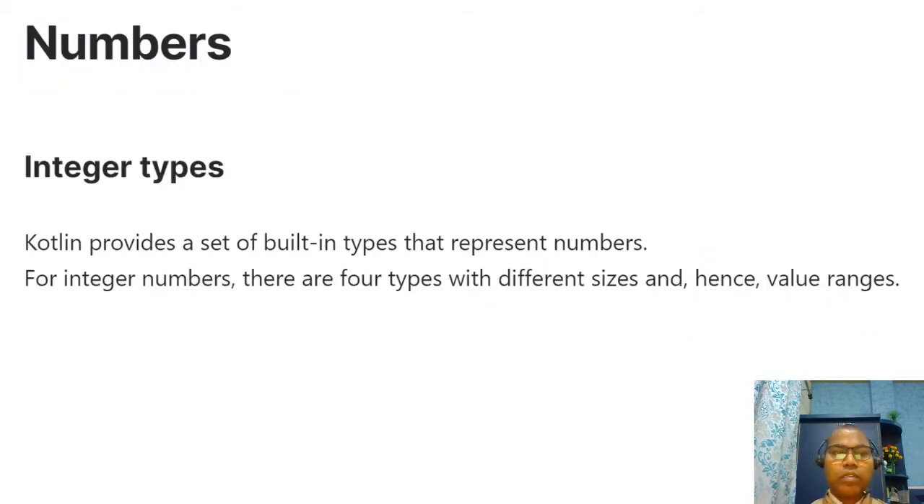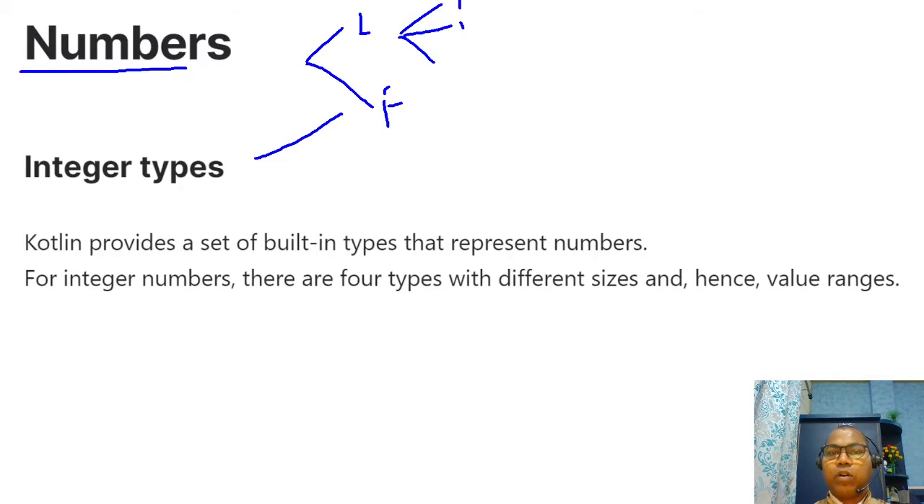So let's discuss numbers. As I discussed, numbers can be of two kinds: integral numbers or floating point numbers. The integral numbers have multiple types: byte, short, long, int. Floating point numbers can be double and float. In the number system, first let's talk about the integer types.